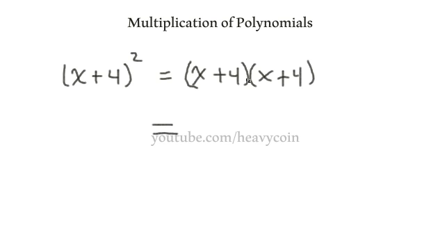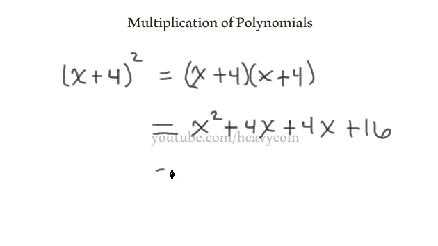So remember, take the first term and multiply it by each one of these, so this becomes x squared plus 4x, and then we go to the second one, multiplying them by each one of those terms, so this becomes 4x, and 4 times 4 is 16. And of course we can simplify this down, combining all of our like terms. So 4x and 4x are alike, so that becomes 8x, and then just plus 16. So as you can see, x plus 4 all raised to the second power is equal to x squared plus 8x plus 16.